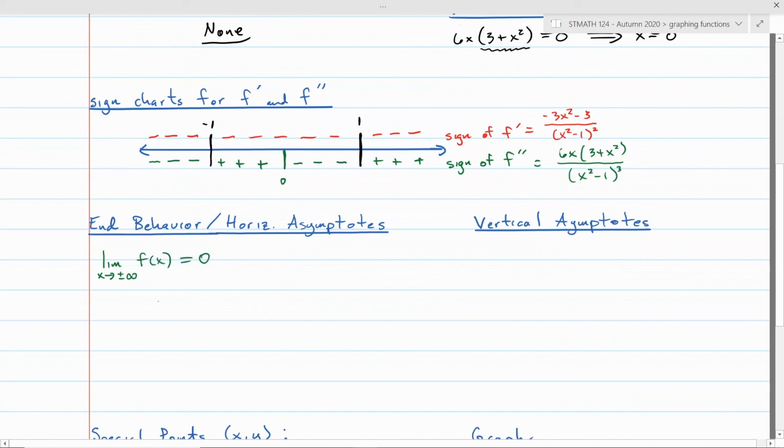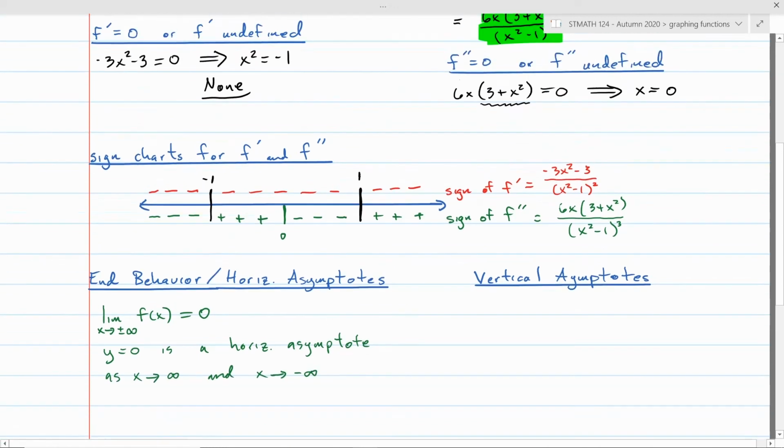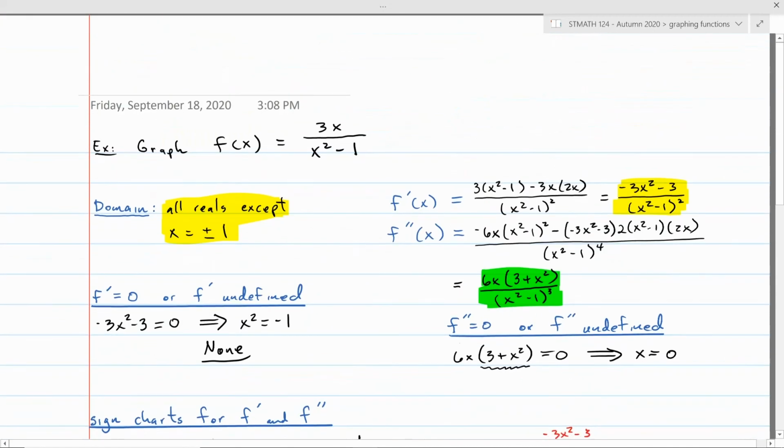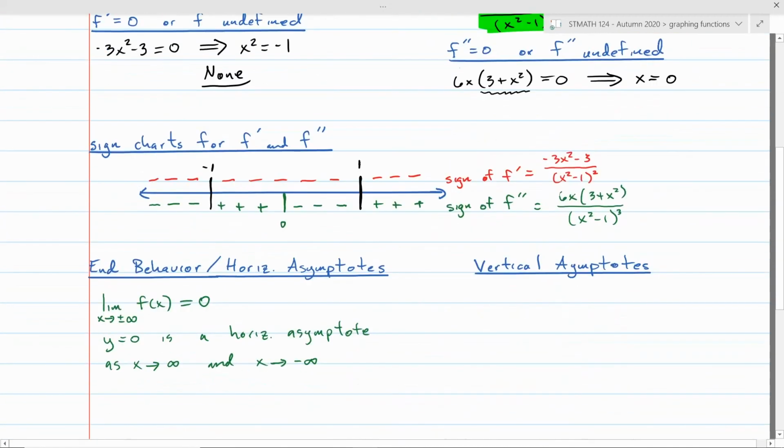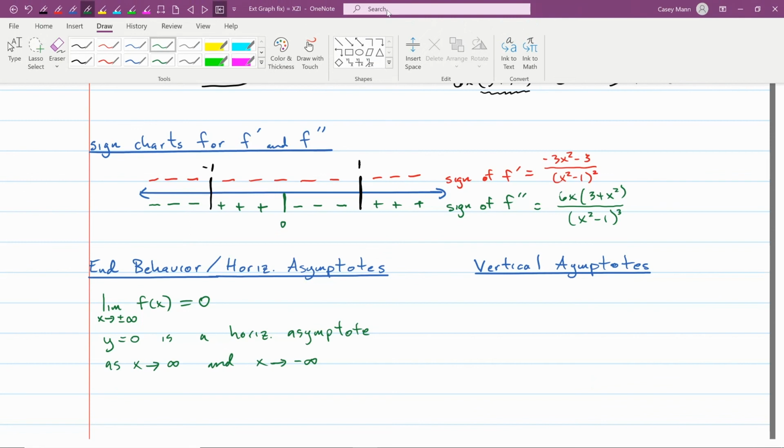So that tells me that y equals 0 is a horizontal asymptote as x goes to infinity and as x goes to negative infinity. And for vertical asymptotes, we want to look at those places where we get division by 0 and see what the limit is there. So let's see what's happening around x equals plus and minus 1.